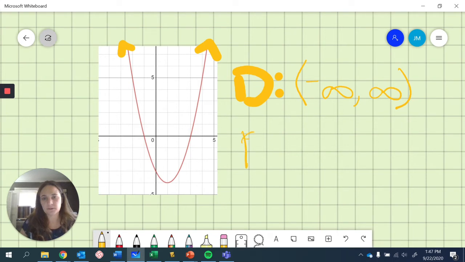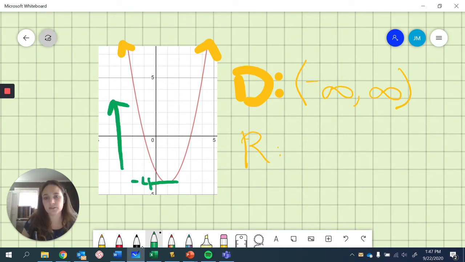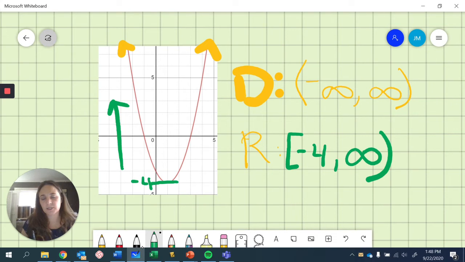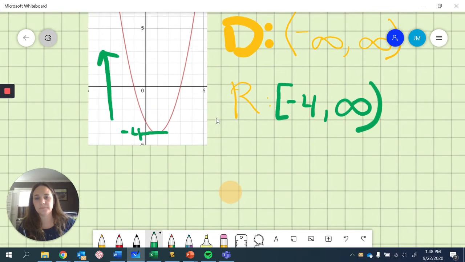Now the range on this one is your possible y values. So here's where my graph stops. It's everything from -4, so here y is -4, and up. So our range is going to be from -4 all the way to infinity. And notice I have a bracket on -4 because there was a graph there. It was not an open circle at all.